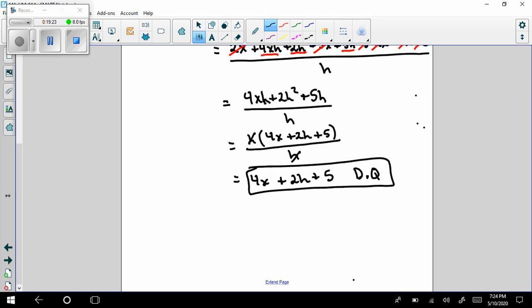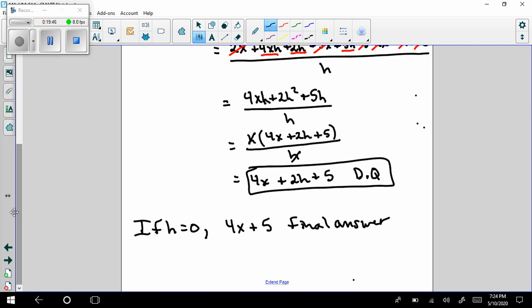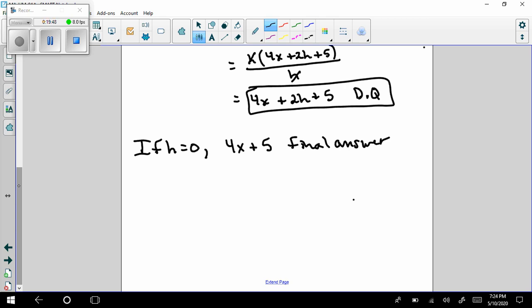Okay, so now we're going to take one more step. If you look back at the directions, now we're going to let h equal 0 and plug that in. So we get my final answer of 4x plus 5. Keep in mind that is my average rate of change for that function.